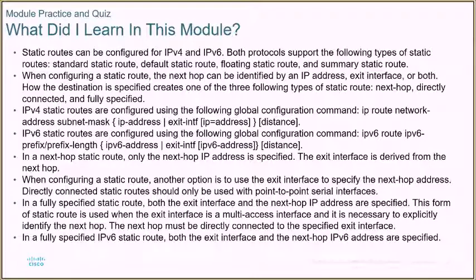In a fully specified static route, both the exit interface and the next hop IP address are specified. This form of static route is used when the exit interface is a multi-access interface and it is necessary to explicitly identify the next hop. The next hop must be directly connected to the specified exit interface. In a fully specified IPv6 static route, both the exit interface and the next hop IPv6 address are specified.